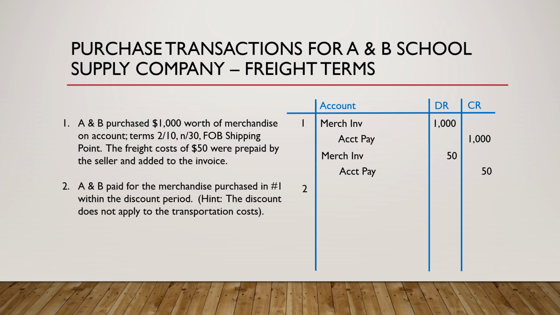A and B is responsible for paying, but the seller paid for shipping in advance, so A and B will repay the seller for shipping, hence the previous entry.